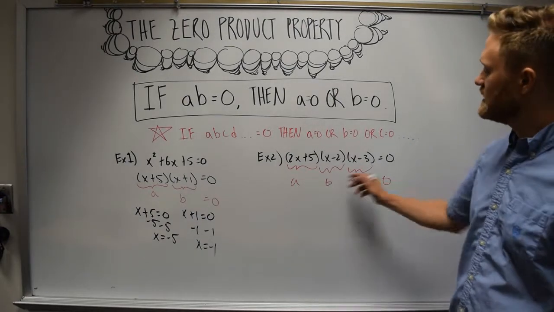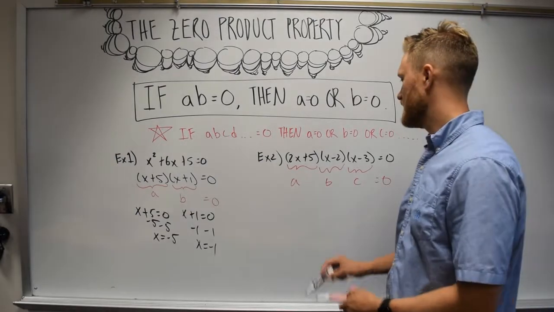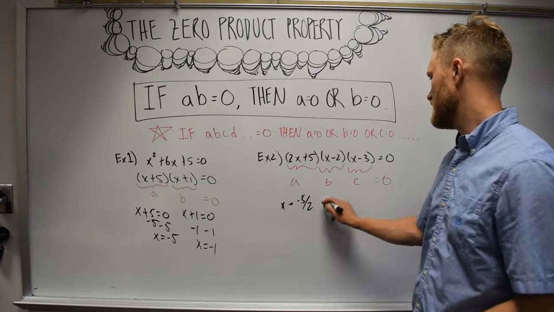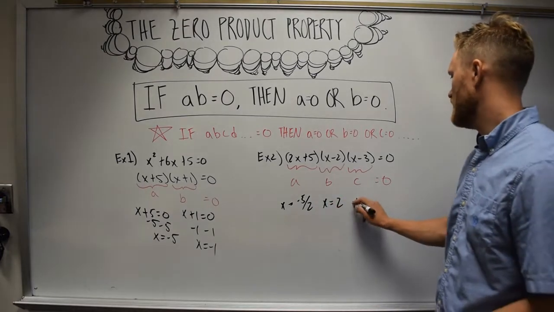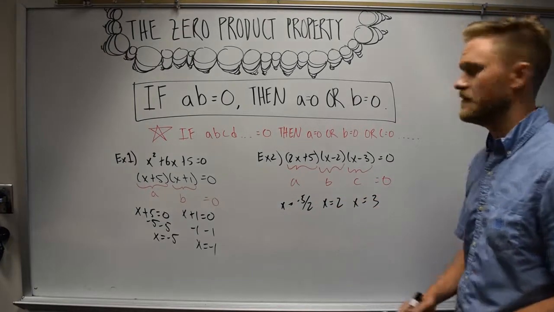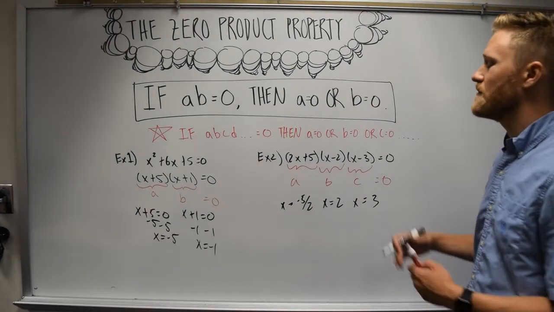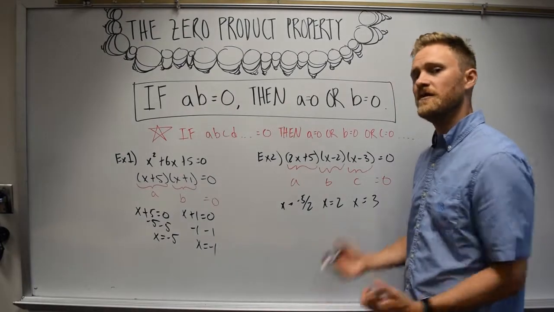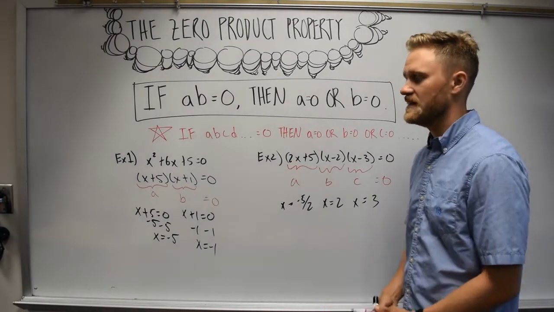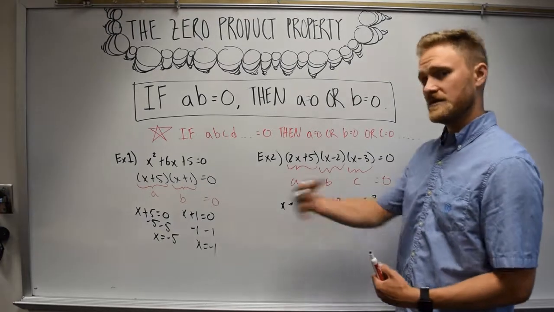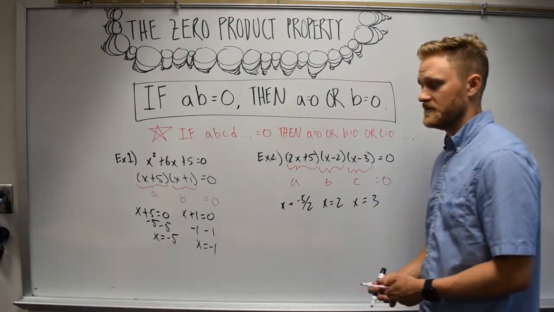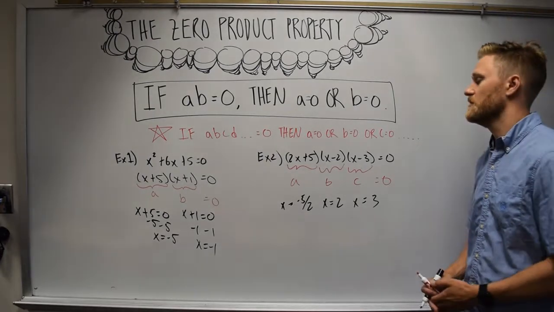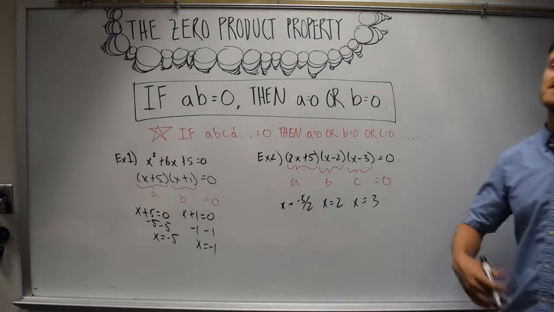So if I were to set each one of these equal to 0, I would get x equals negative 5 halves for the first one, x equals 2 for the second one, and x equals 3 for the third one. So our main structure that we're going to look at as we go ahead is we're always going to move all the terms to one side, factor that side into a product of binomials, and then find the zeros of each one of those binomials. And that's also going to continue into solving polynomial equations and beyond.